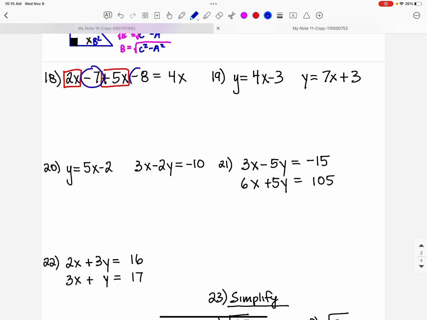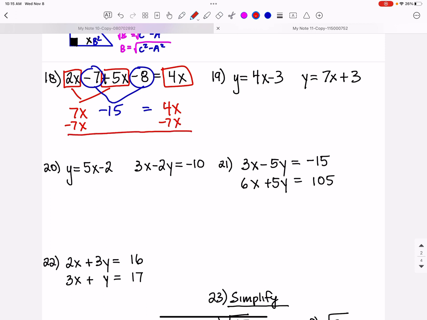So let's see. On the left side of this equation, we have 2x's and 5x's, so really we have 7x's. We have -7 and -8, so really we have -15 equals 4x's. In this scenario, it's a little awkward, but yeah, we're moving the 7x's to this side. So I'm color coding the teams.